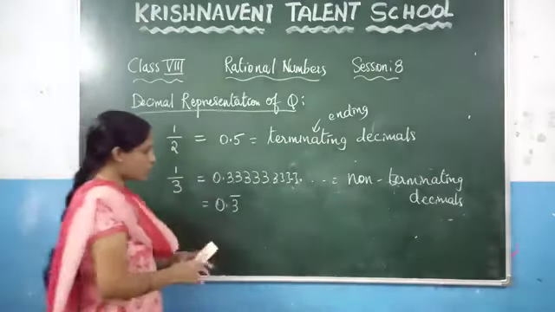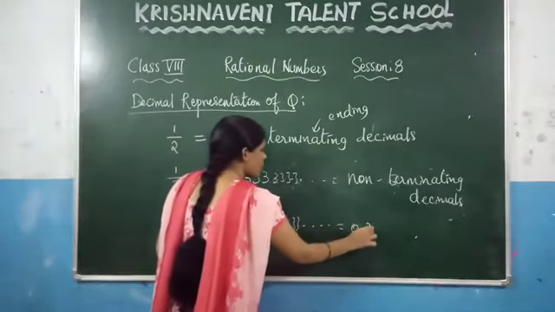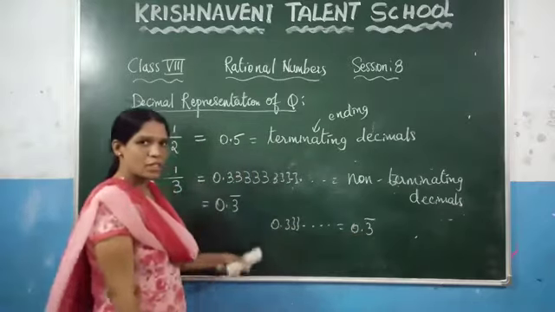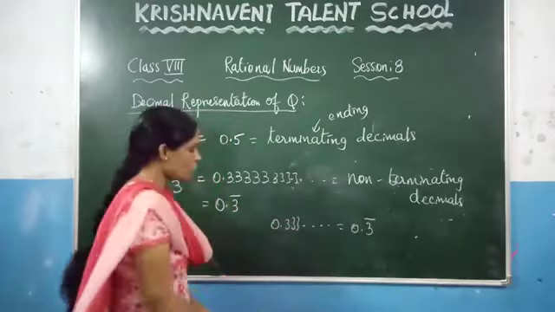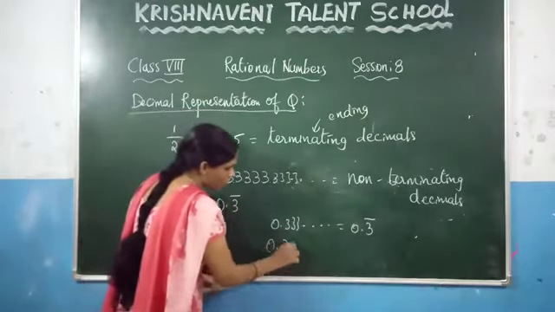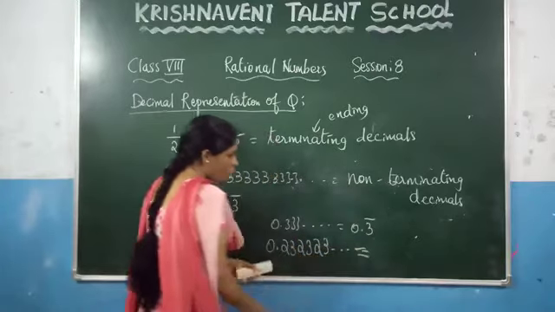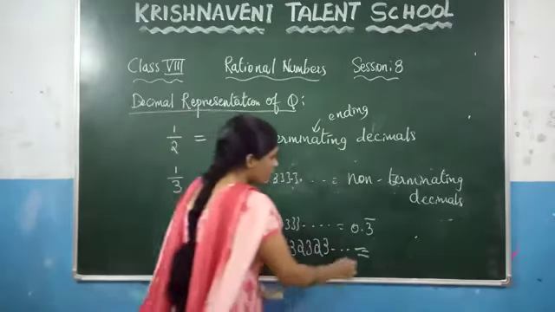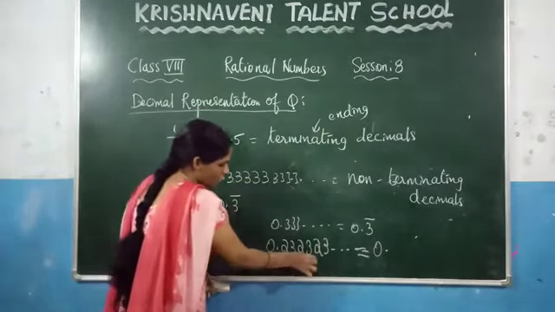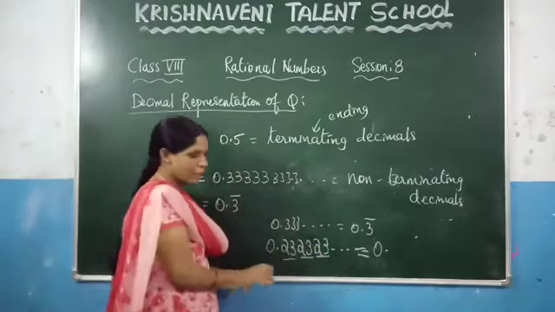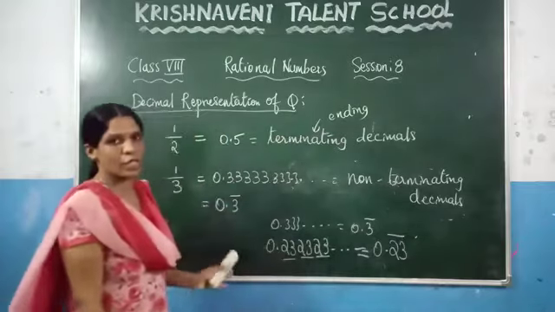Same thing here: 0.333 and so on, we can write it as 0.3 bar. Because how many numbers are repeating here? For that number you need to keep a bar. Suppose you got the answer as 0.232323 and so on. How can we write this in a simpler way? You can write it as 0. Which number is repeating here? 23, 23, 23. This number is repeating, so for this number you need to keep a bar. Like that you have to represent it.